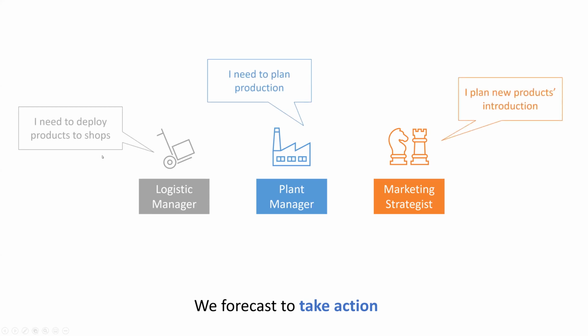Logistic manager, for example, needs to deploy product to shops. The plant manager needs to plan for production, whereas the marketing strategist is more thinking on the long term, like, should I launch a new product, yes or no? Okay, so when we're going to discuss the framework and the different question, always try to put yourself in the shoes of those different people, asking themselves different questions and trying to take different action, right?